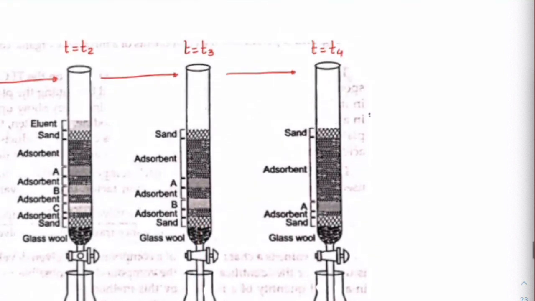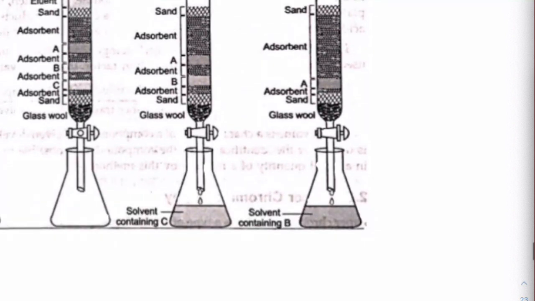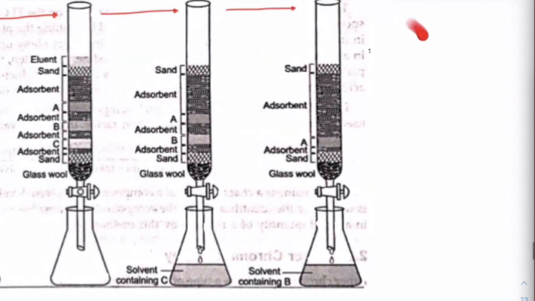Then if you keep it for a longer time, slowly B will come out and drip, and that's how we can separate out B also. If you keep it for even longer, A can be separated out as well, or you can simply remove the adsorbent. Finally, what you will have is only A. This is column chromatography.